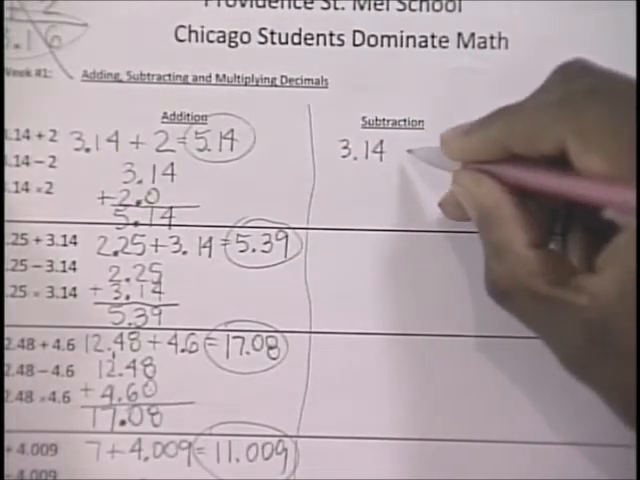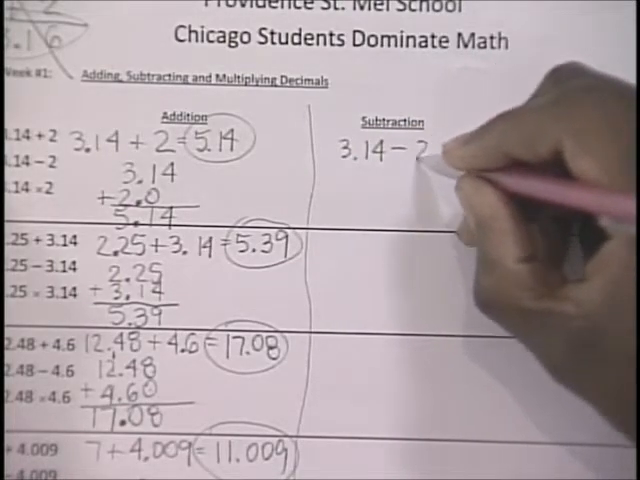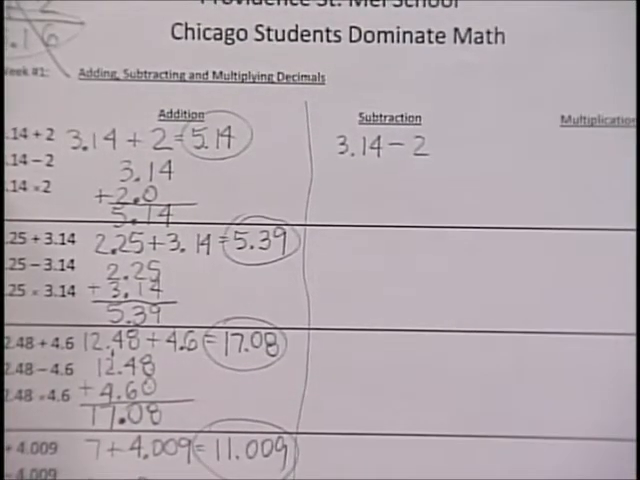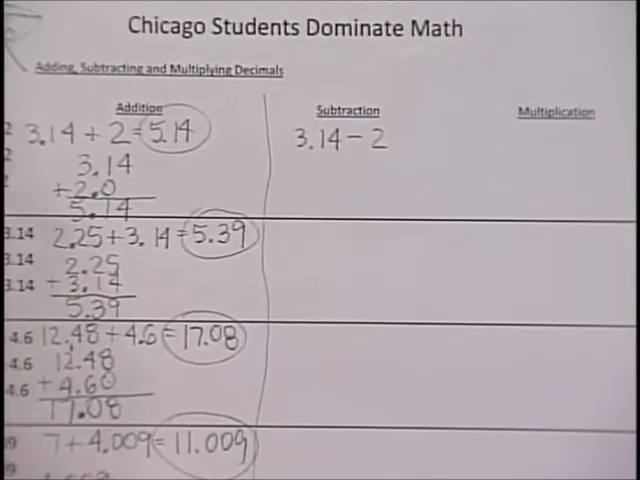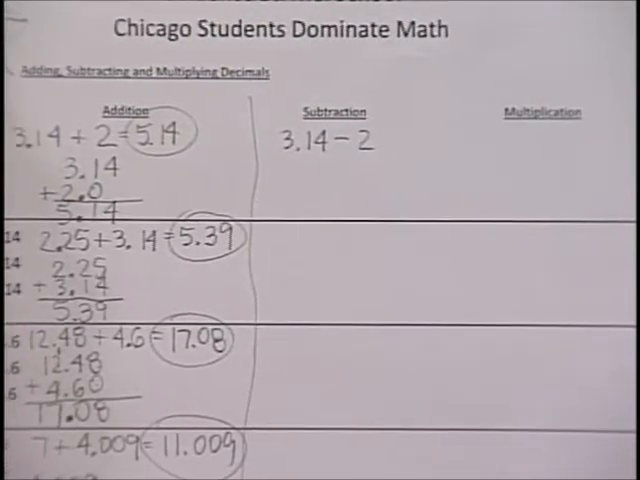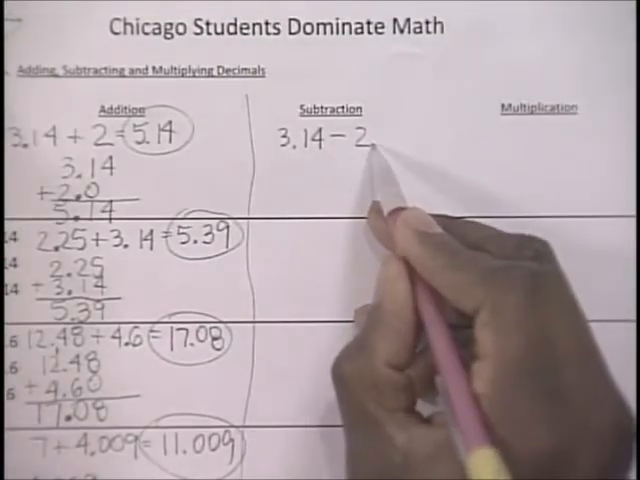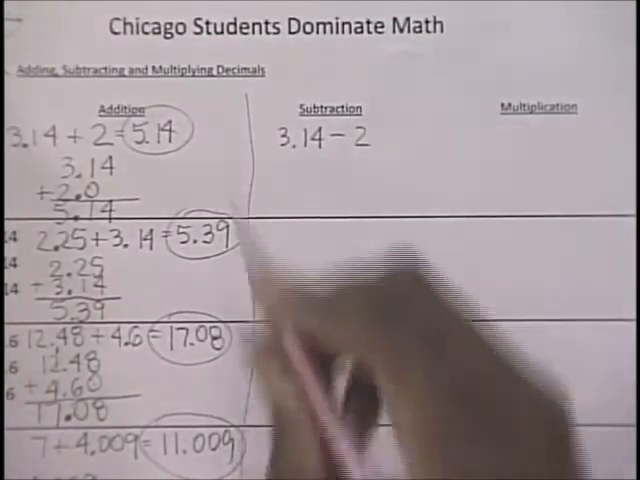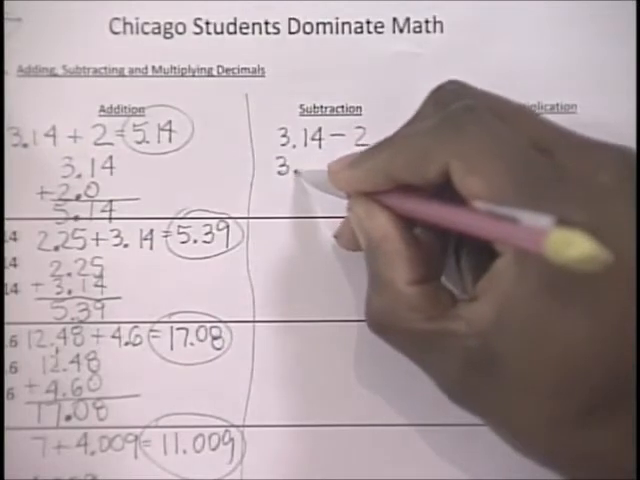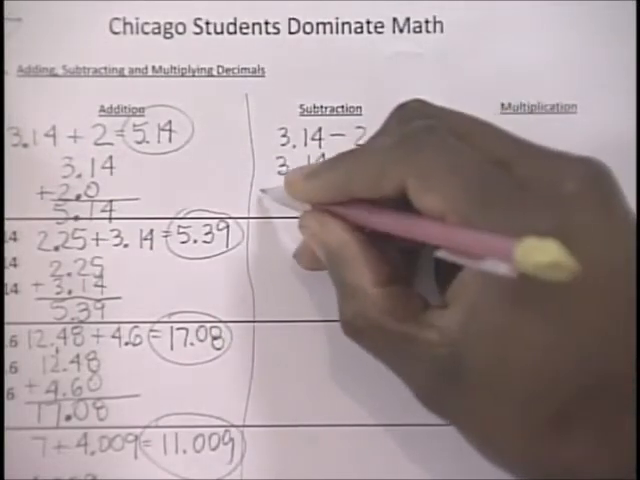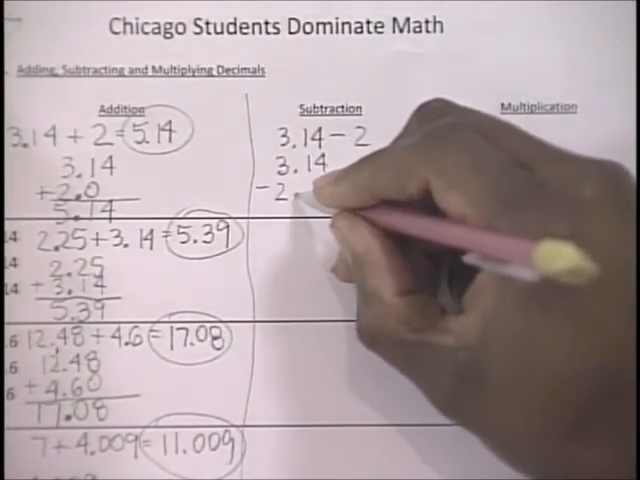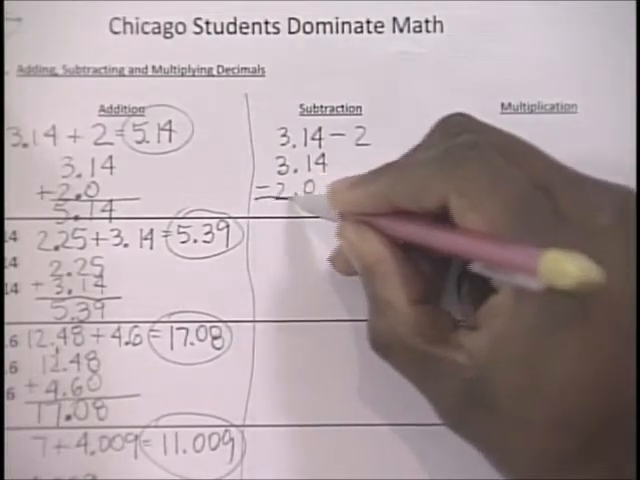Let's subtract 3.14 and let's subtract 2. The rules are the same. When you're adding and subtracting, the rules are going to be the same. You still need to line up those decimals, and you still need to rewrite the 2 so it has a decimal. We have 3.14 minus 2.0. You must line up the decimals.